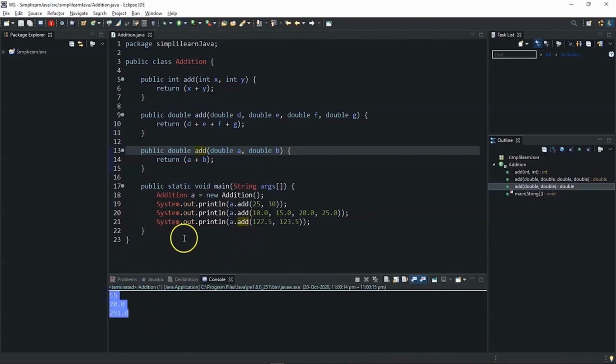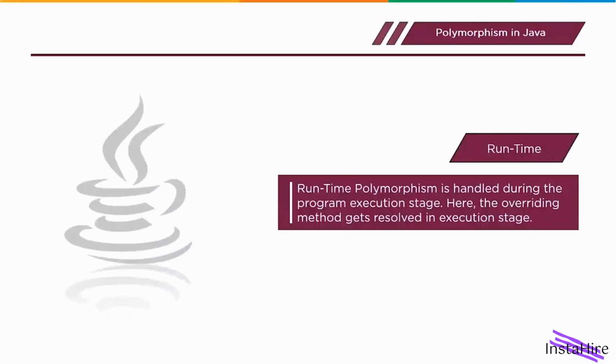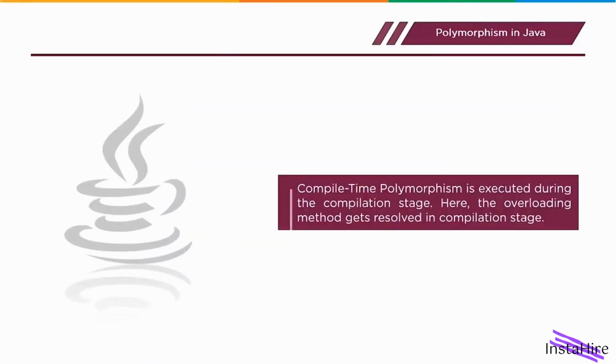Now with this, let's move into the next topic, that is compile time polymorphism. So what exactly is compile time polymorphism? Compile time polymorphism is executed during the compilation stage. Here, the overloading method gets resolved in the compilation stage, whereas in runtime polymorphism, the overloading method gets resolved during the run stage. Now to understand compile time polymorphism in a much better way, let's execute an example based on method overriding.